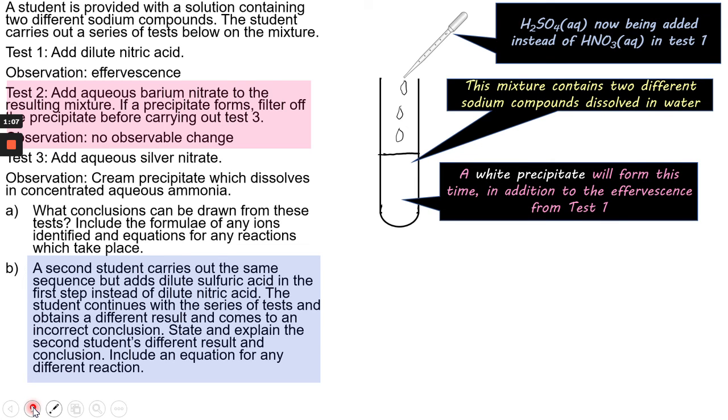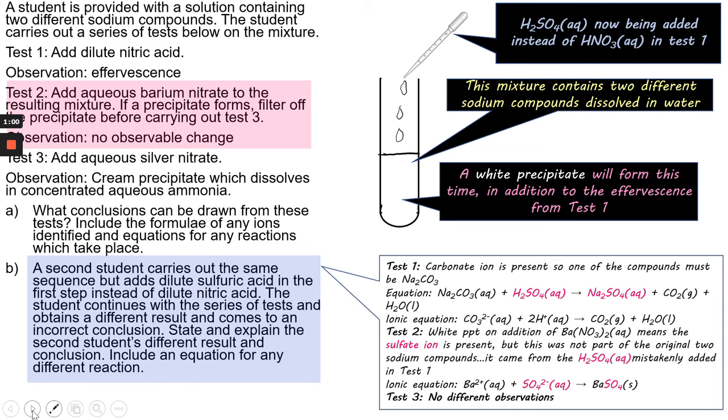sulfate. Where does the sulfate come from? It comes from the sulfuric acid. So this is a new observation that we have to try and explain. So in test 1 you'd still get the effervescence, so the same equation except this time it's sulfuric acid you'd react the sodium carbonate with, and you'd make sodium sulfate, giving the same overall ionic equation.